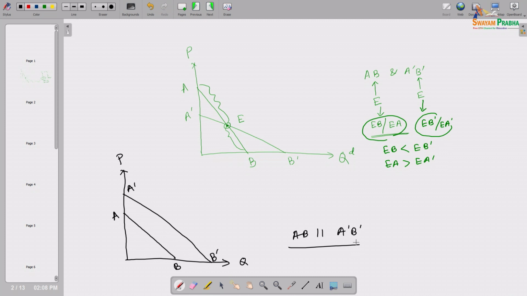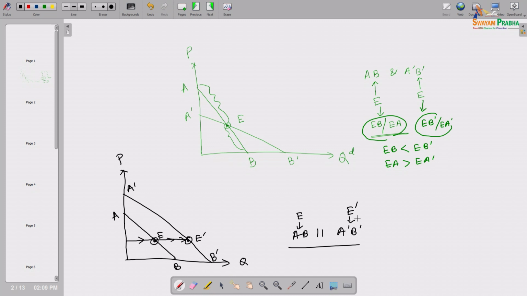AB and A prime B prime are parallel to each other. Now, if we move along the horizontal axis, or along this kind of horizontal line, suppose this point is E and this point is E prime. If we compare the absolute value of price elasticity of demand at E point on the AB demand curve and E prime point on the A prime B prime demand curve.